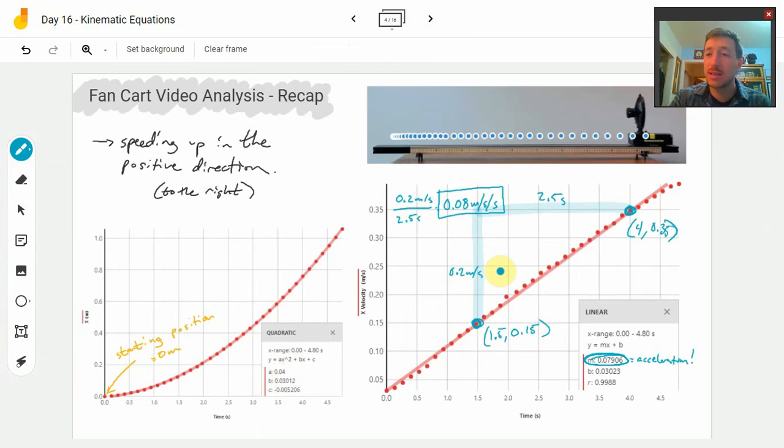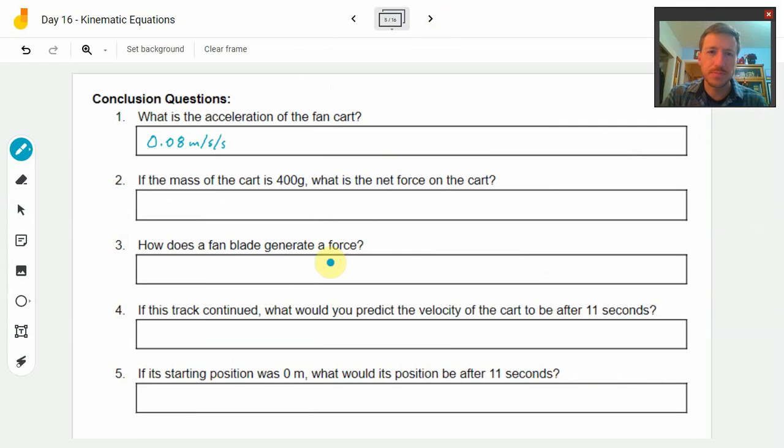But remember, the best way to find the acceleration is it's the slope of the velocity time graph. It's the rate of change in velocity over time. Net force, this one's pretty straightforward. You just got to remember that we don't use grams for mass. We want to convert that to kilograms. So that is 0.4 kilograms.